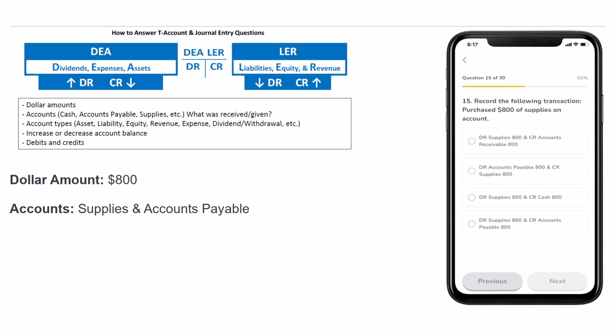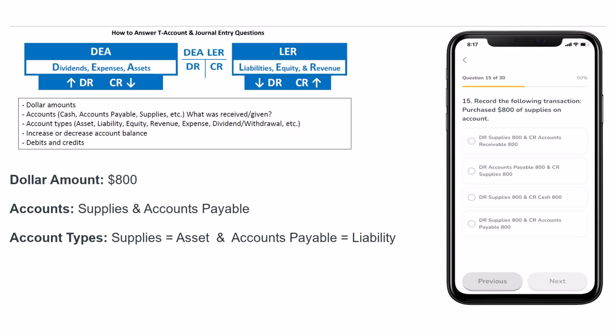The next step is to find the account types for supplies and accounts payable. Supplies are an asset because we are going to receive a future benefit from the supplies. Accounts payable is a liability because it represents something we owe. And just a quick tip here, anytime you see payable, it's going to be a liability.